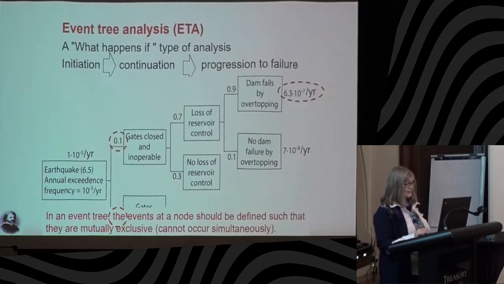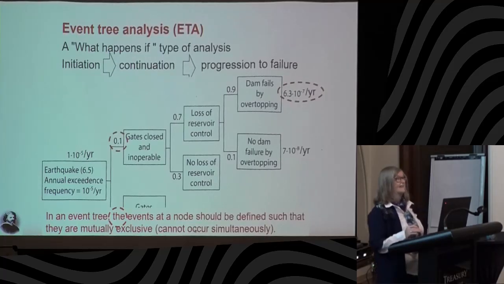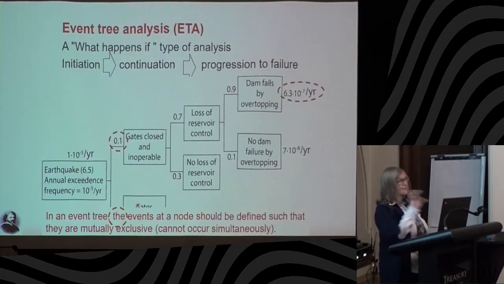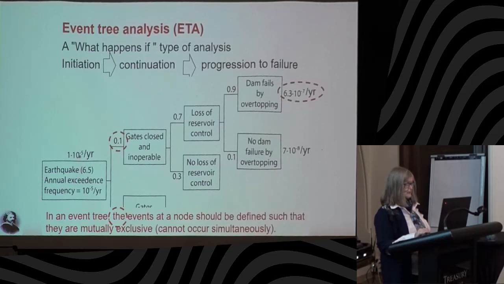But in this event tree, the events of the node should be defined such that they are mutually exclusive and cover the whole range of variation. So, for example, gates closed or gates operable, it's one or the other, and those are the only two options that you have. The probability of failure is a function of the product of this times this times this times this, very easy.